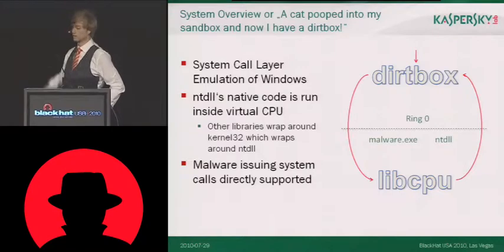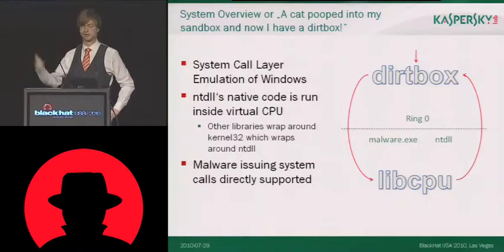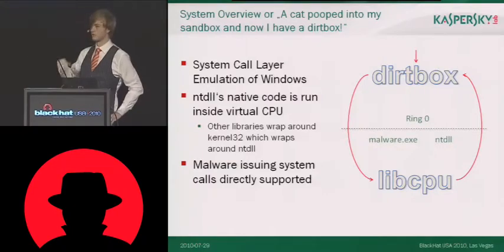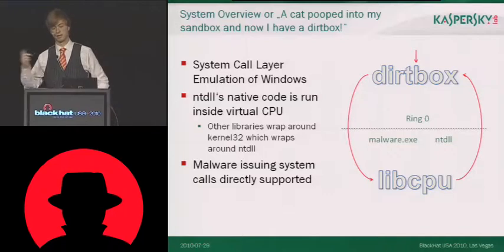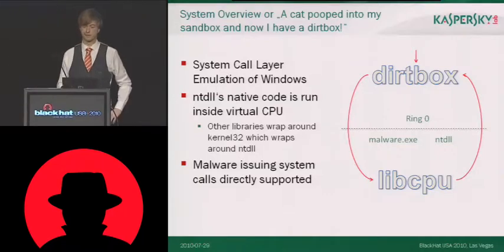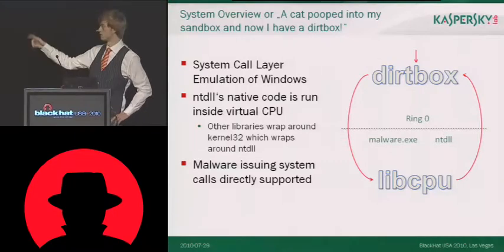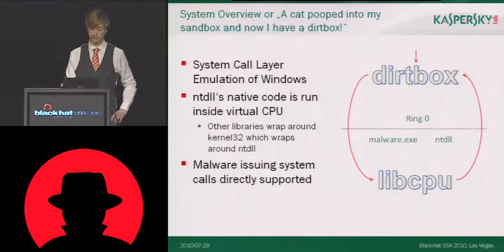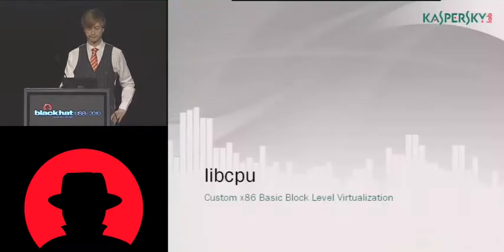And then you have this separation, which is a system call, basically, which would be the transition to ring 0 in a real system, and in this case, it's a transition to Dirtbox. So we emulate the system call, and then we hand execution back to libcpu, and then we execute bytecode. So it's a never-ending cycle until we reach the end of the process or whatever.